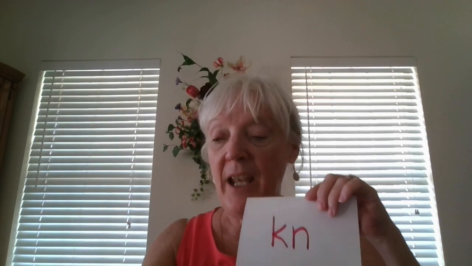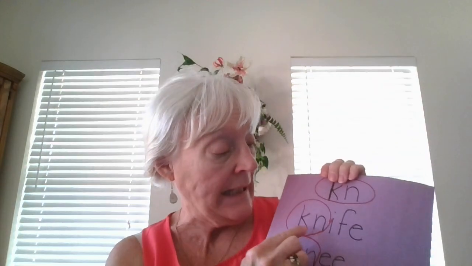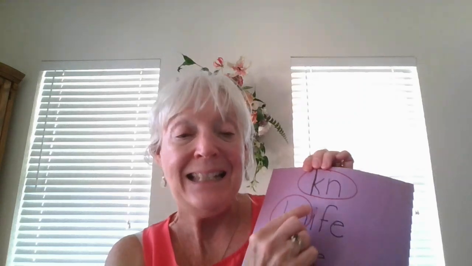Let's start with KN. I call it the 2-letter N, and this is the N. This spelling is usually at the beginning of a word. So when you see KN saying N, the K does not talk, the N talks, the K is silent. N, N. Everybody say N, N.